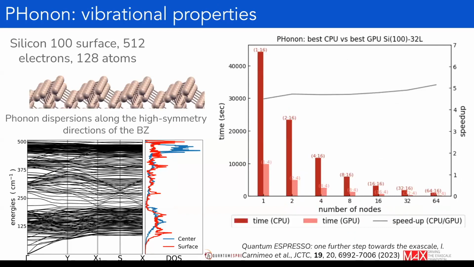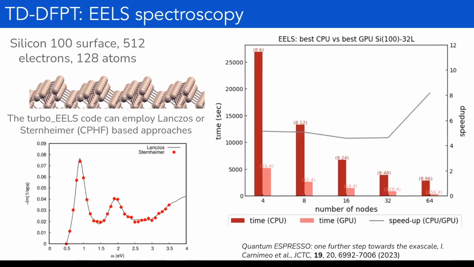Another crucial code of the Quantum Espresso suite is phonon, as Pietro introduced before. Here another example is the calculation of phonon dispersions along the asymmetry directions for a silicon 100 surface. Here we have 500 electrons. The system is smaller because, of course, linear response calculations are heavier than SCF. In the plot, you can see, as usual, in dark red, the CPU time, and in light red the GPU time. Here you can see a factor of 5-6. The gray line is the speedup. So working with GPUs, you can go 5 to 6 times faster than using the same number of nodes with CPUs. For the same system, we also computed the Raman spectrum that you will see, I think, tomorrow.